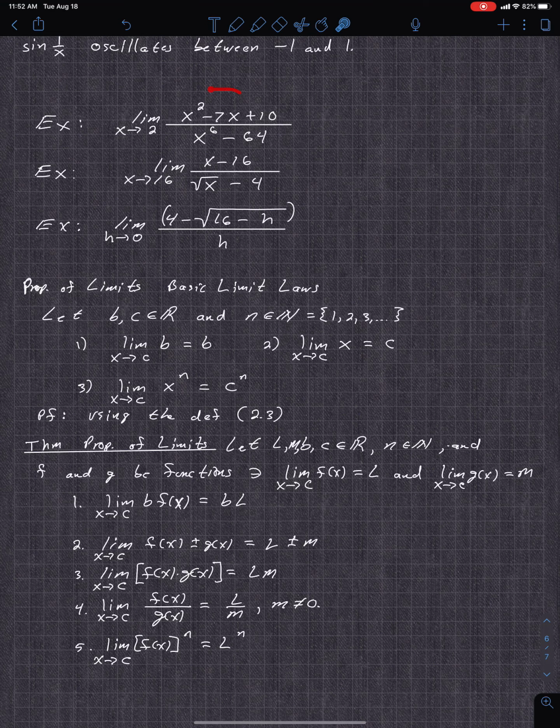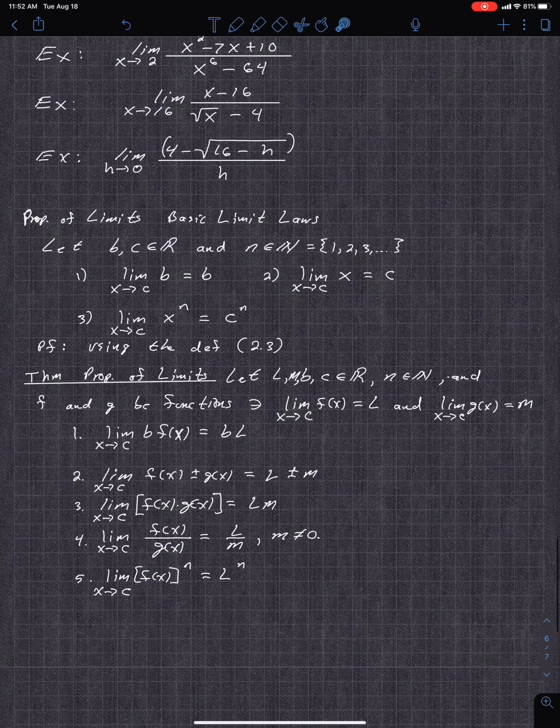And I'll give you a little hint in case you want to get started on it. For this first one, it's all about factoring, and you need to know difference of squares, sum and difference of cubes. This one, you rationalize the denominator. And this one, you rationalize the numerator before you substitute in your limit value, which we'll go over later.